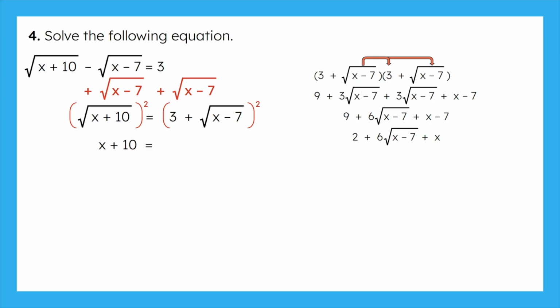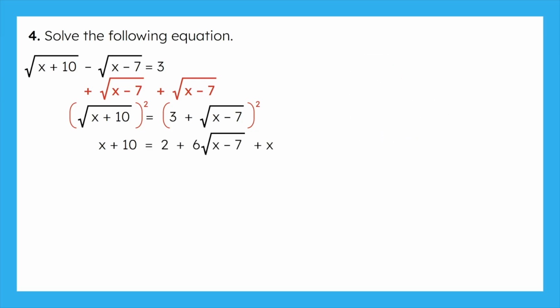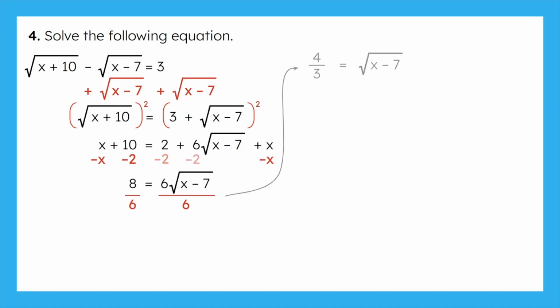Let's go ahead and put that expression back into our work. It looks like now we have an equation where there is one square root, so we'll need to isolate it using inverse operations to remove the 2 and x, and then to cancel out its coefficient of 6. This will result in the expression 4/3 equals the square root of x minus 7. Now that our radical is finally isolated, what can we do now? Yep, we can square both sides, resulting in 16/9 equals x minus 7.